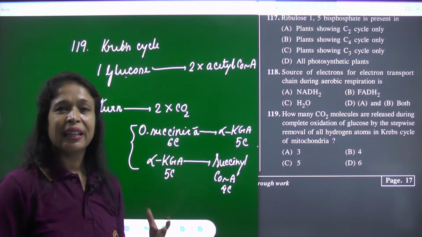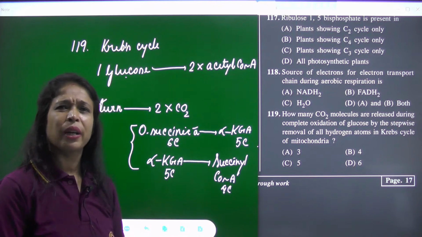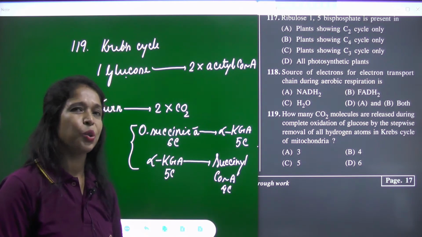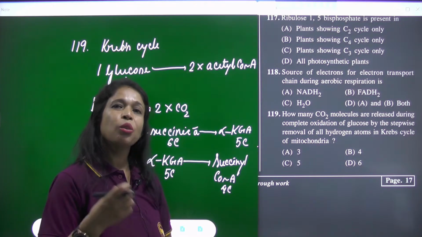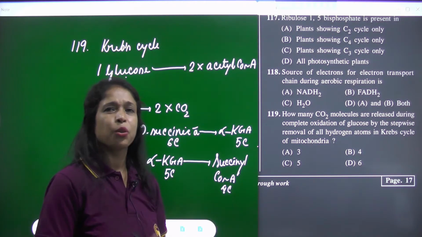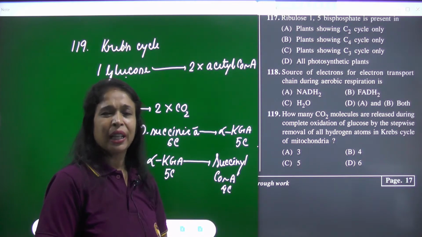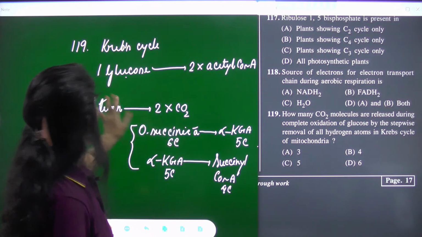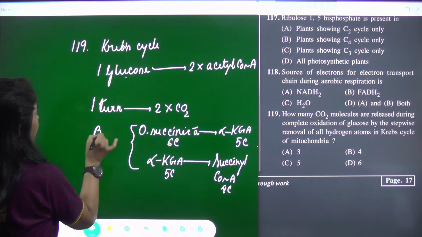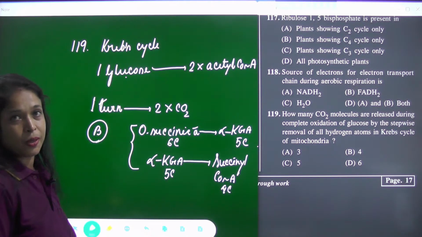Steps should be very clear to you. Any type of questions you are given from respiration, you can do this because it is completely conceptual. Once you learn the mechanism, you are never supposed to forget it. Any questions you are given, easily you can do it. So, what is the answer now for 119? Second option.